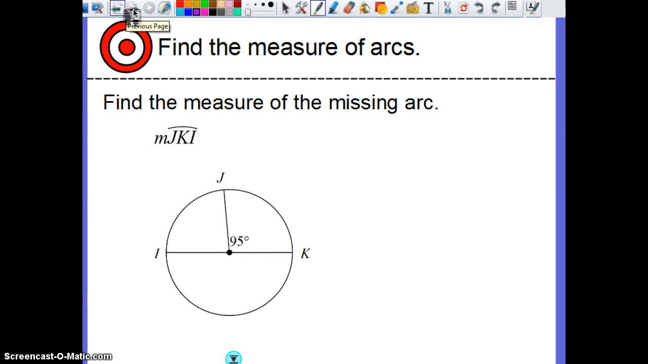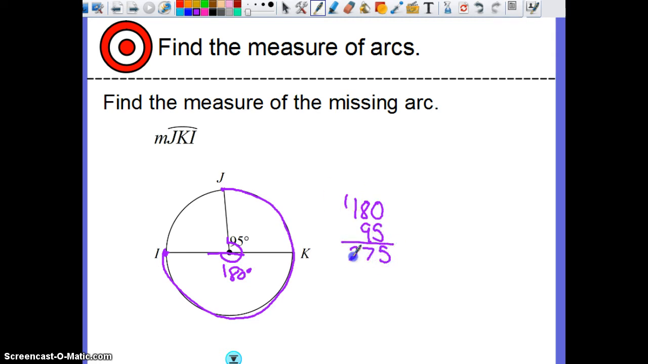All right, now I need arc JKI. So it starts at J, goes all the way through K, comes around here, ends at I. Basically I need from this angle all the way around to there. Well, I know this part's 95 degrees. Ooh, looky here. And I have a straight line here. So this is half the circle, isn't it? Well, how much is half the circle? 180 degrees. So I could add 180 and 95. So that would be 175 degrees for your arc.